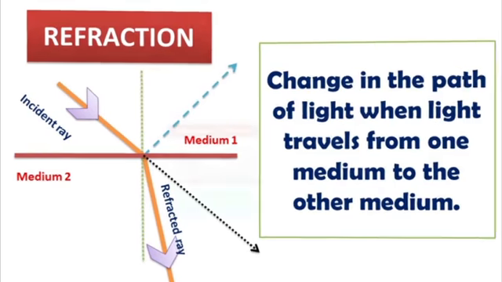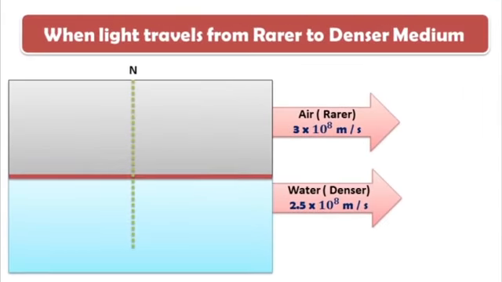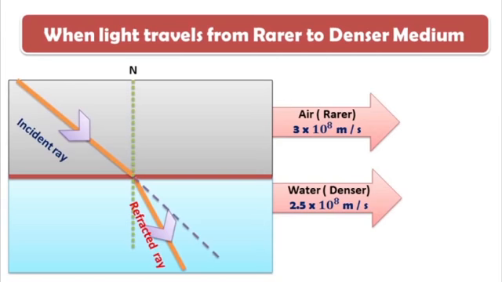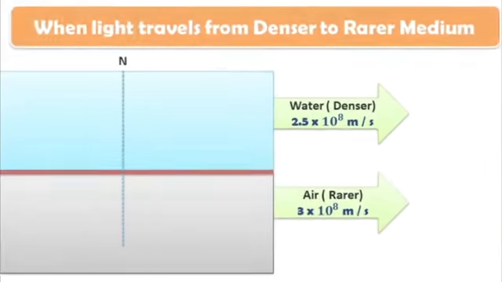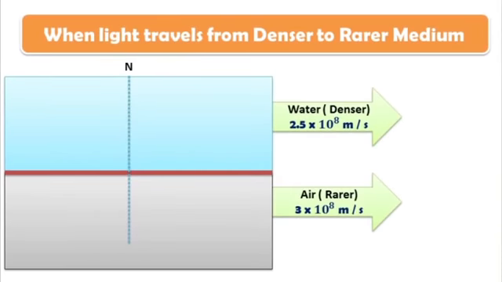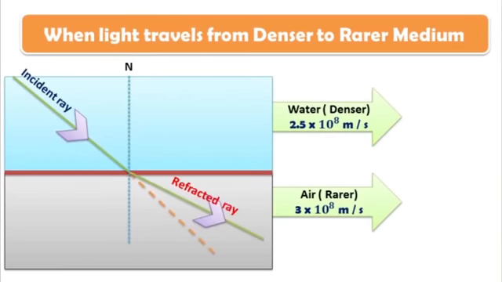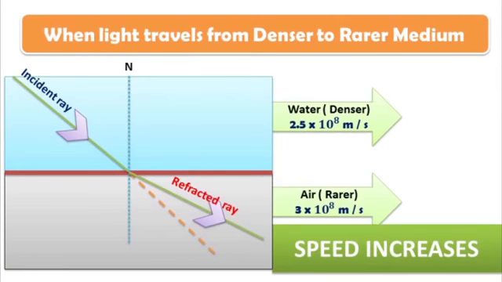We know when light travels from an optically rarer medium to an optically denser medium, light bends towards the normal and the speed of light decreases. And when light travels from an optically denser medium to a rarer medium, light bends away from the normal and the speed increases.